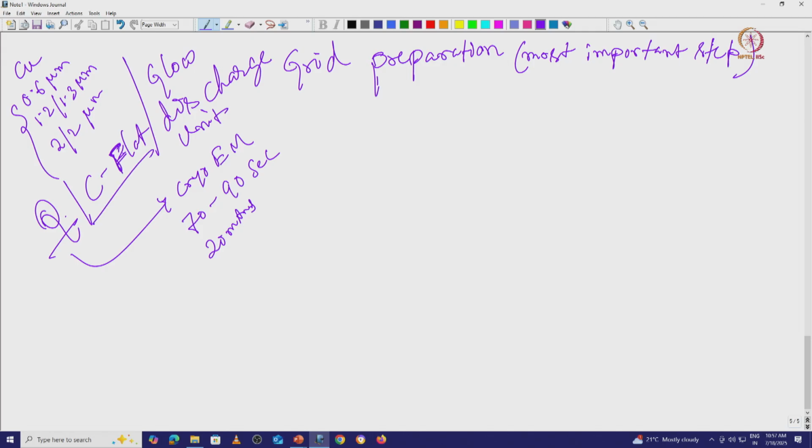On the other hand, for C-flat, if you use the same parameters, it is going to break the entire C-flat grid. For the C-flat grid, we generally use a very short time, something like 10 seconds or 20 seconds. So grid to grid we have to change. That is one of the reasons grid preparation is a very important part: what types of grid we are using, what types of glow discharge we are using, how long we are glow discharging. Then the last step is the blot, when we are freezing our sample, what the blot parameters are.